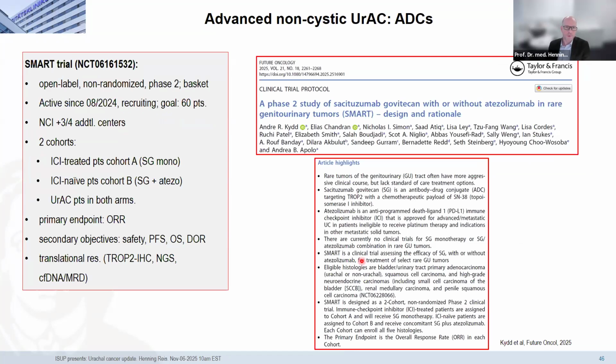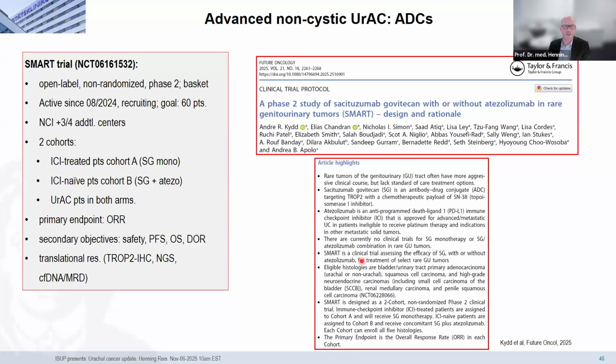So there is some kind of ADC-related protein expression in urachal cancer, and there are already three trials, to be honest. One is from Emory. I haven't outlined it here in detail. The first one is the SMART trial, an NCI-based phase 2 basket trial, which is active and recruiting already since August last year.